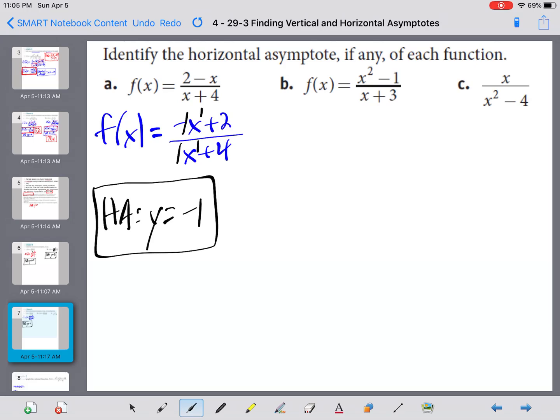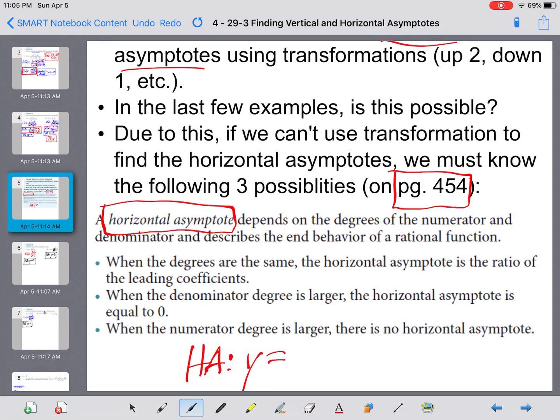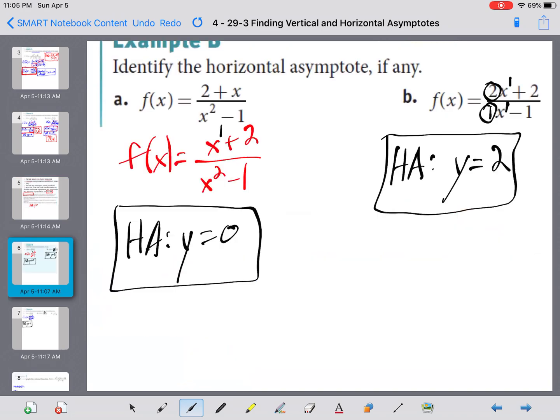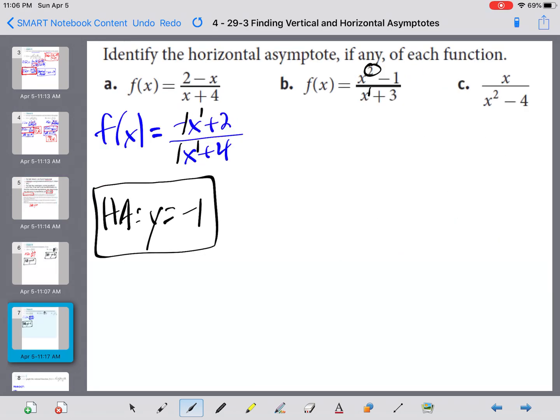Okay. Option B. Top degree is bigger than the bottom degree. Let's go back to our list here. The numerator degree is larger. That is the one we're not looking at right now. So if you see something like that, you can say no horizontal asymptote. All right. And be done. These problems are just asking for the horizontal asymptote, so if it doesn't exist, you can just put that it doesn't have one.